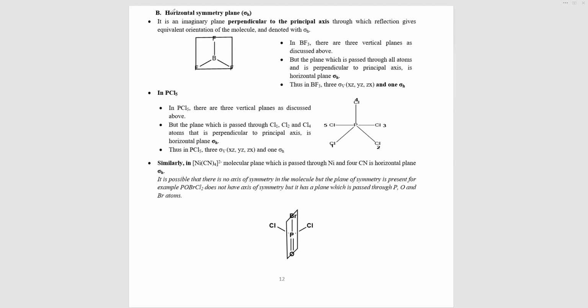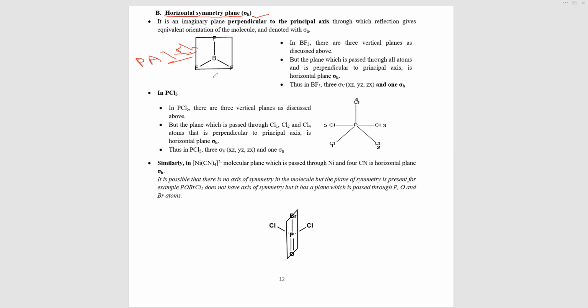Now, the second plane of symmetry is the horizontal plane of symmetry. It is denoted with sigma h. Why do we call it horizontal? Because it is horizontal to the horizon. It passes horizontally through the molecule, and it is always perpendicular to the principal axis. Suppose this is the principal axis, it will always be perpendicular to the principal axis. So it can be represented like this, sigma h. H means horizontal, sigma means plane of symmetry.